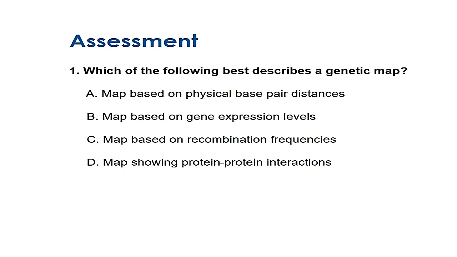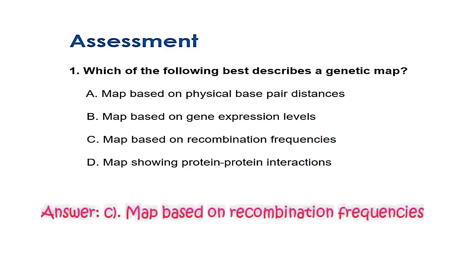Friends, now this is the assessment time. I'm going to ask questions you can answer. Question 1. Which of the following best describes a genetic map? A. Map based on physical base pair distances. B. A map based on gene expression levels. C. Map based on recombination frequencies. D. Map showing protein-protein interactions. What is the answer? The correct answer is C. Map based on recombination frequencies.